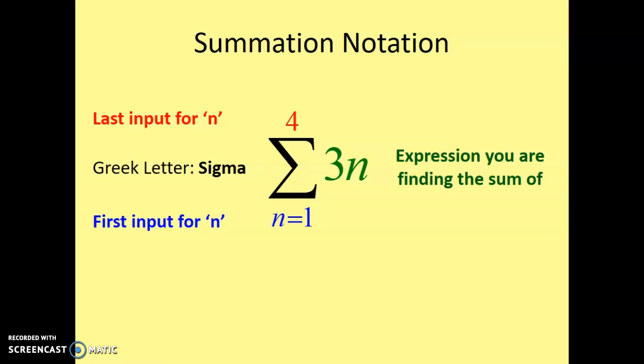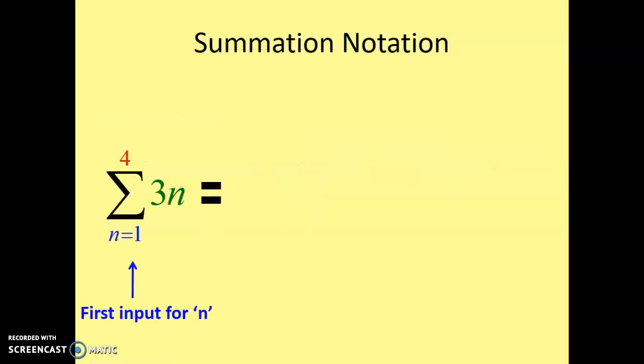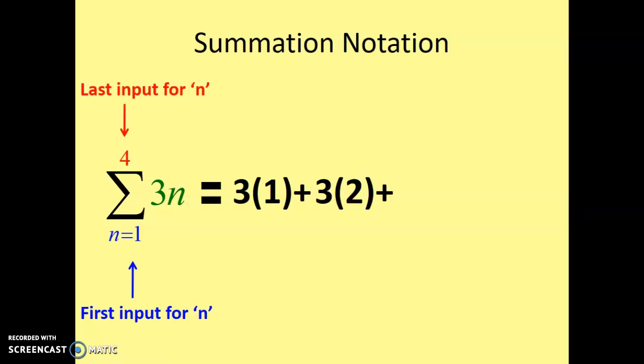And our expression in this case for this problem is 3 times n. Okay? So you'll have 4 different terms, starting with 1 and going to 4, that are going to be put in for the n value. Find the terms of the sequence and add the 4 terms of the sequence together. This is what it looks like. So if you're starting at 1, you put 3 times 1, then you go to 2, put 3 times 2, go to 3, 3 times 3, go to 4, and then 3 times 4. And then you are stopping because your last input was 4.